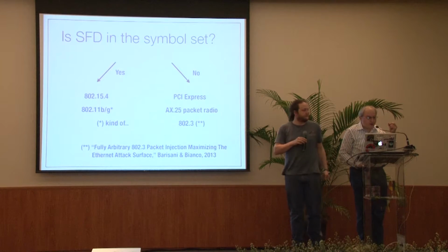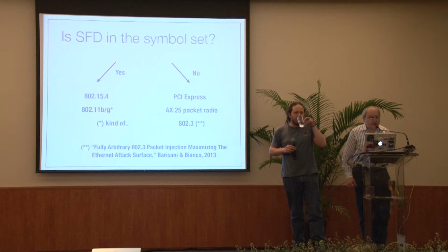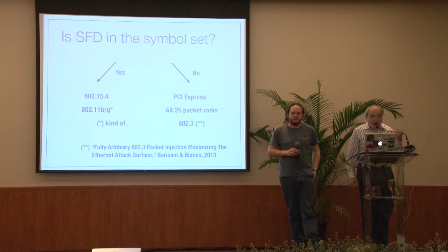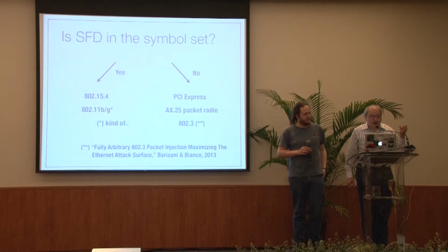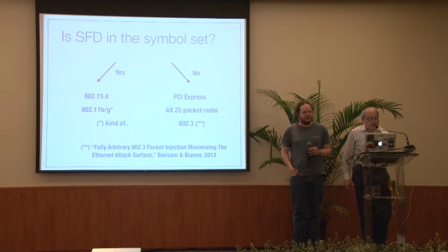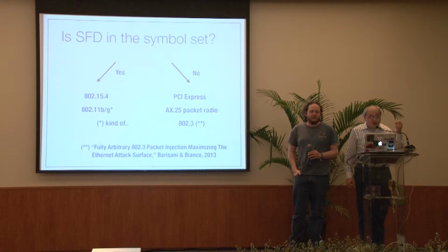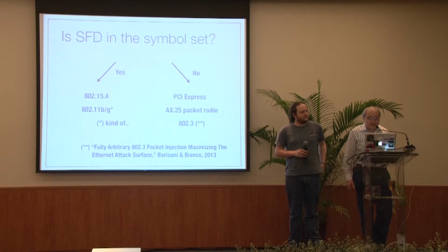And so then, of course, the next question arises. What if the start of frame delimiter is in the symbol set? Those symbols that are being pulled out of the air, are they the same for the payload and for the SFD? And it varies by protocol. For 802.15.4, the answer is yes. For 802.11b, the answer is also yes for the older versions of the protocol. For G, the answer is kind of. That is unfortunate. But G is such a backward compatible mess with B that you can't possibly make much sense of it. For a whole bunch of other protocols, this is a different symbol, which never occurs in the payload. So the trick that we're going to show you next would not work for those protocols. Those protocols include PCI Express, the packet radio, and everyone's favorite, Ethernet.